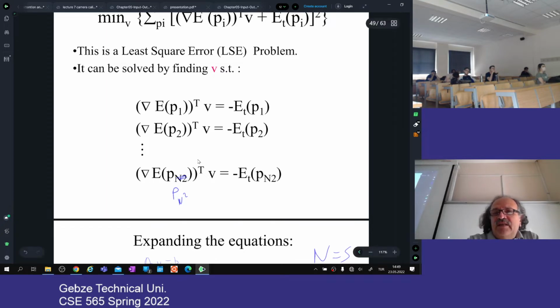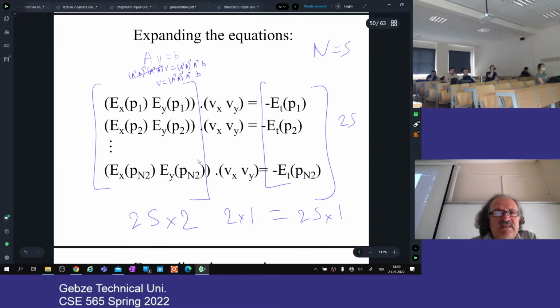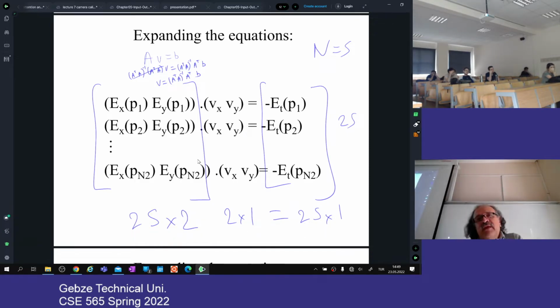So write it. Remember this was equal to 0, then the other side is minus ET. First equation, and this is the 25th equation. And this is the linear case. So 2 numbers here, 2 numbers there, total of 25 numbers here, just 2 unknowns, and 25 numbers in there too. So this is a 25 by 2 matrix, 2 by 1 vector, 25 by 1 vector. If I do it this way, if I solve it, then I should get this 2 by 1.